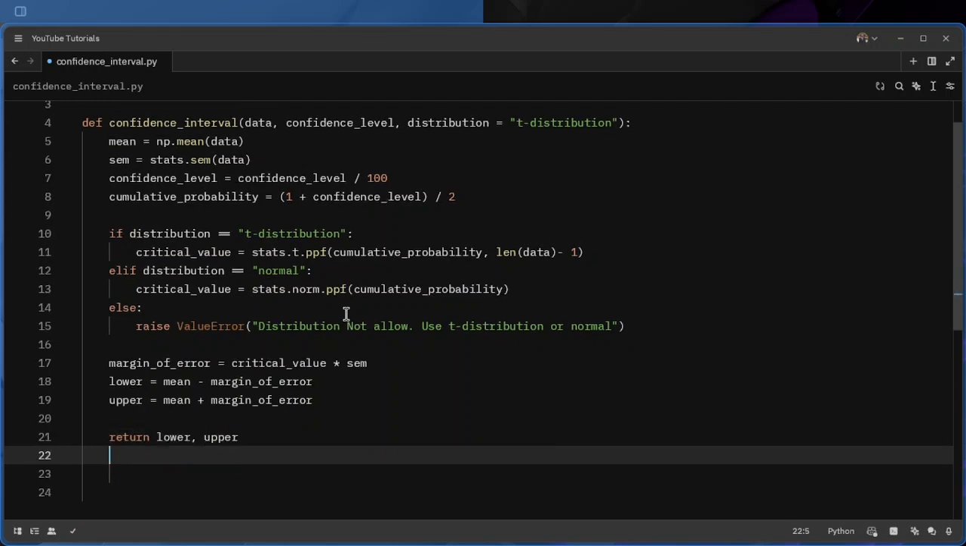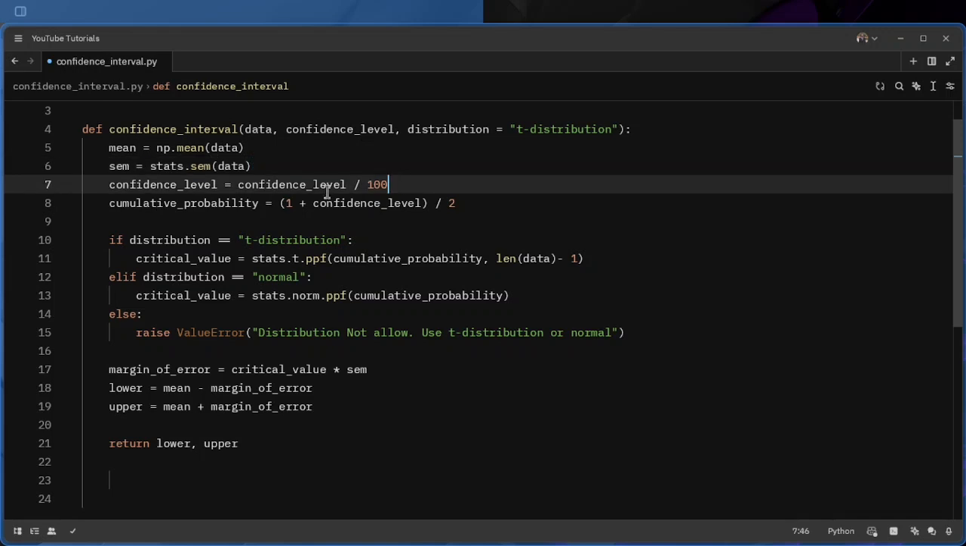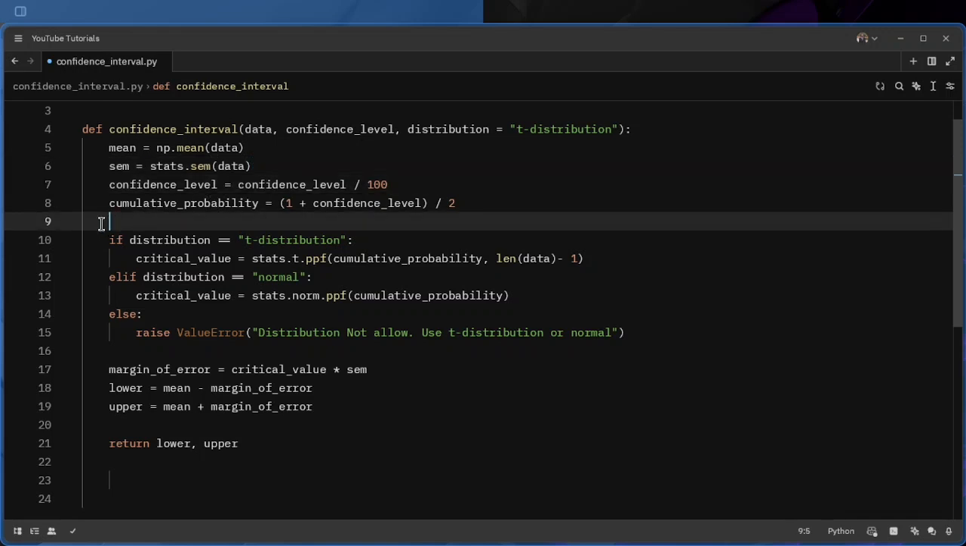So this is a simple function that allows you to calculate a confidence interval, and we have gone through the entire procedure. First we calculated the mean, then we calculated the standard error of the mean from the sample data alone, since we do not know the population standard deviation. Then we calculated the confidence level; I was expecting 95 or 98, so I'll be converting that to decimal here. Then we calculated the cumulative probability. Cumulative probability is nothing but going from one direction to a certain point, then we are finding the value.